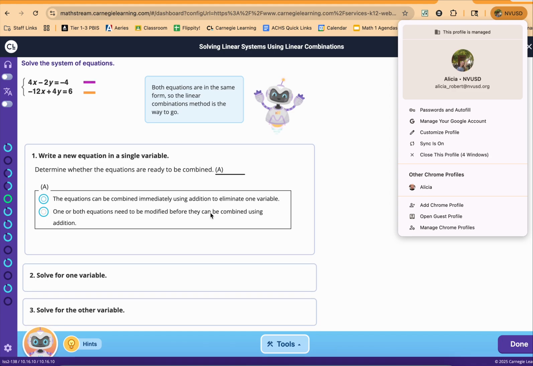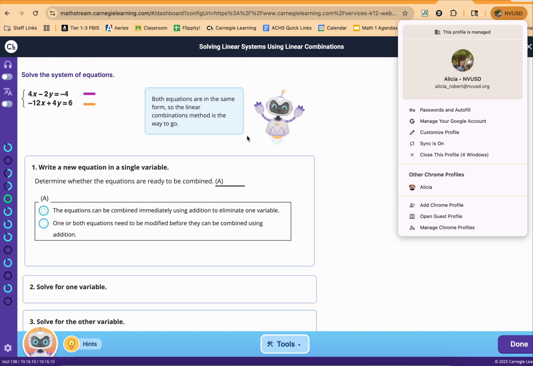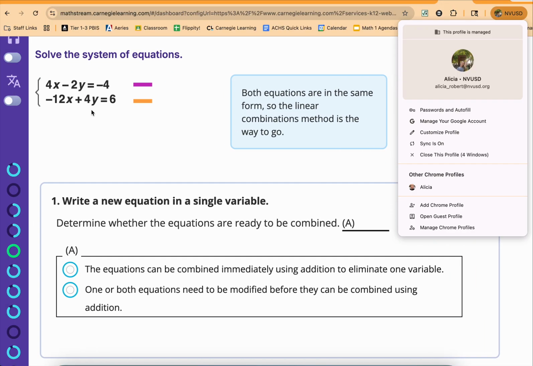Everybody, this is what I'm expecting from your Mathia workspace. Now there's kind of a lot of work to do for each activity, but I think it's really good because it's step-by-step. Every single time, the little robot tells you that both equations are in the same form, which means they're stacked up, they're in standard form. So you're going to use linear combinations instead of the substitution method.